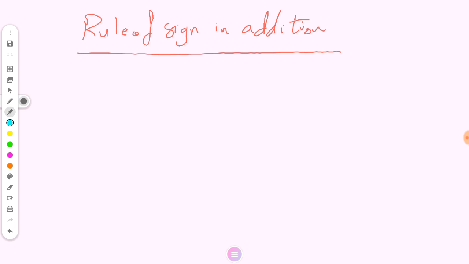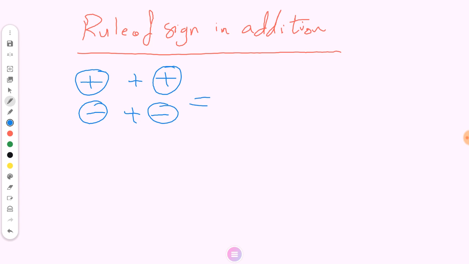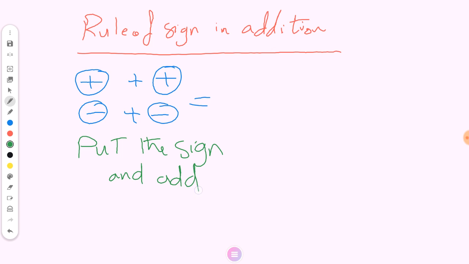Okay, so when we're adding similar signs, positive plus positive or negative plus negative, what should the answer be? Actually, we put the sign and add. If they are similar, positive positive, the sign will be positive. Negative plus negative, the sign will be negative, okay?